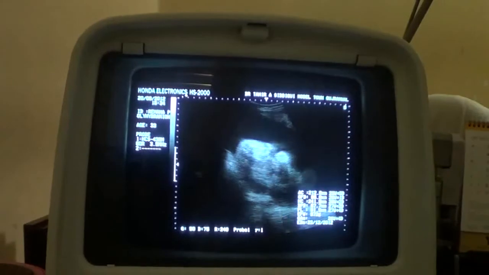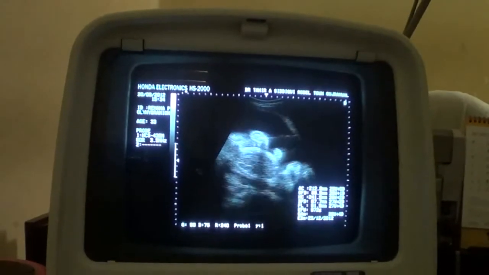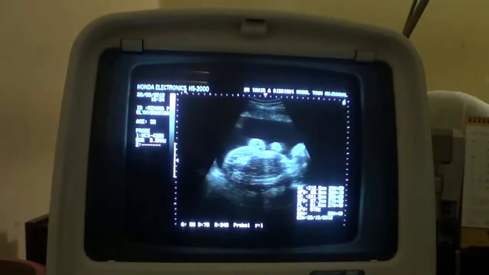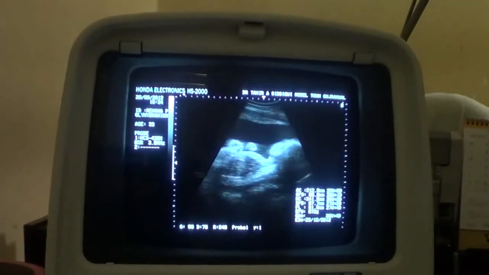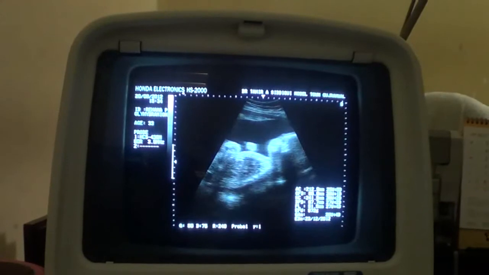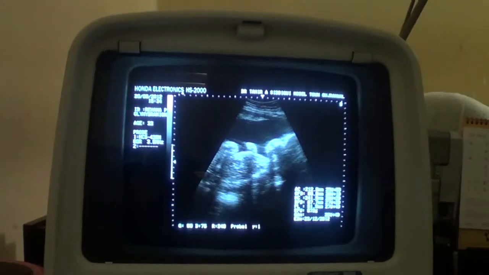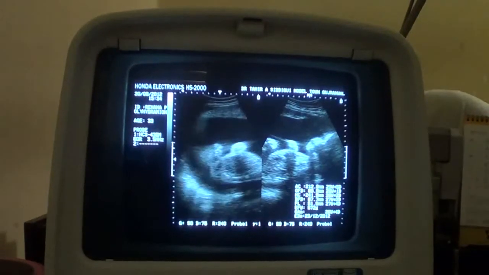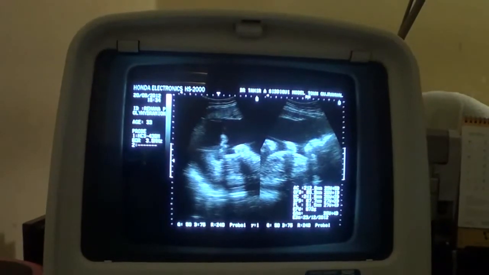So there is no meconium seen, which rules out any possibility that there was any fetal distress. This is the cause.